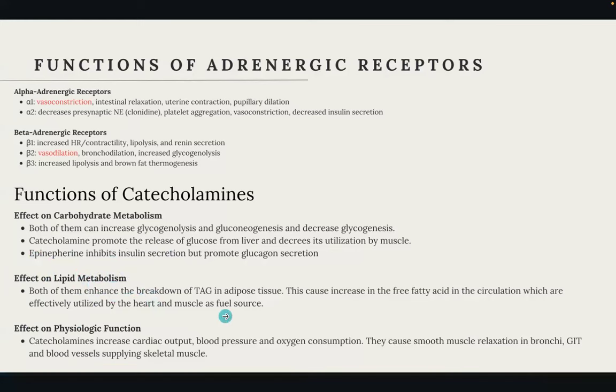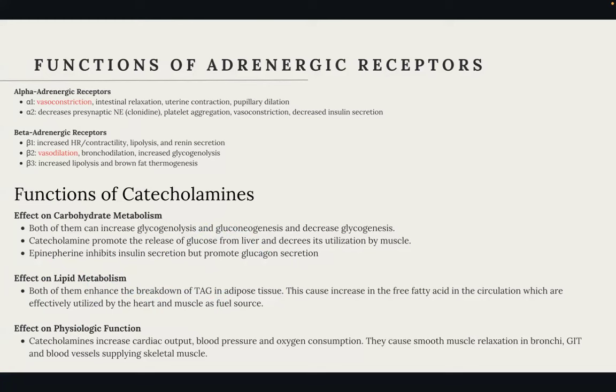Again, it's going to enhance it. This makes sense because it does gluconeogenesis. So it's going to just enhance the breakdown and cause triglycerides to be broken down from the fat that's stored in the body. And again, free fatty acids are going to be increased in the blood. And this is going to be utilized by my heart and muscle as a fuel source.